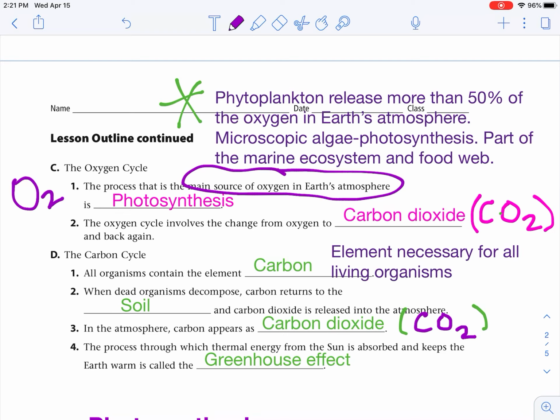So it's also a very important part of the marine ecosystem in the food web, which we will take a look at in lesson 3. So the oxygen cycle involves changes from oxygen to carbon dioxide. Carbon dioxide is one carbon element and 2 oxygen elements. 2 of those bonded together with 1 carbon create carbon dioxide.